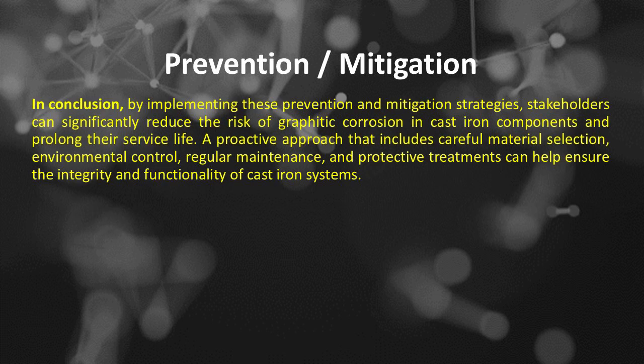In conclusion, by implementing these prevention and mitigation strategies, stakeholders can significantly reduce the risk of graphitic corrosion in cast iron components and prolong their service life. A proactive approach that includes careful material selection, environmental control, regular maintenance, and protective treatments can help ensure the integrity and functionality of cast iron systems.